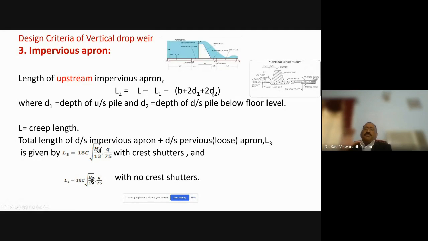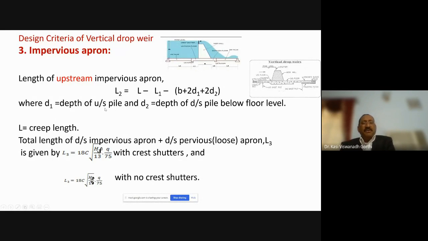They are the depth of piles on the upstream side and depth of pile on the downstream side. Since the movement of the water particle will be all along the upstream side and downstream side of the sheet pile, you are now taking 2 into D1, similarly 2 into D2. So B plus 2D1 plus 2D2 is to be subtracted from total L along with L1 so that you will get the upstream side impervious apron.